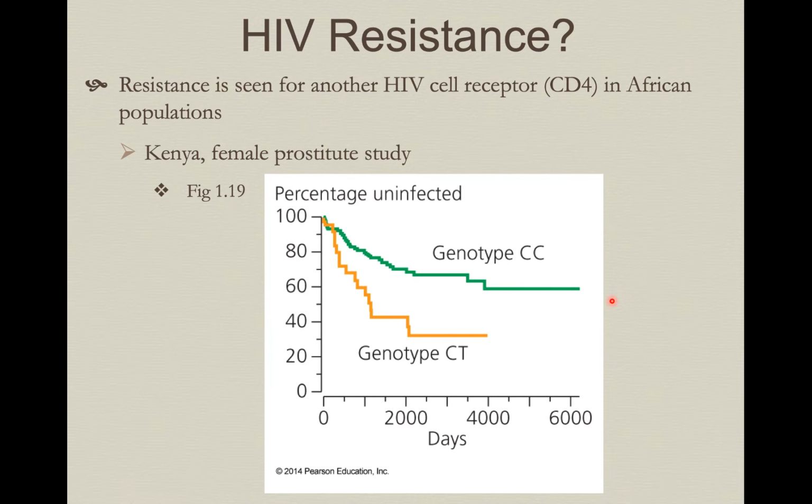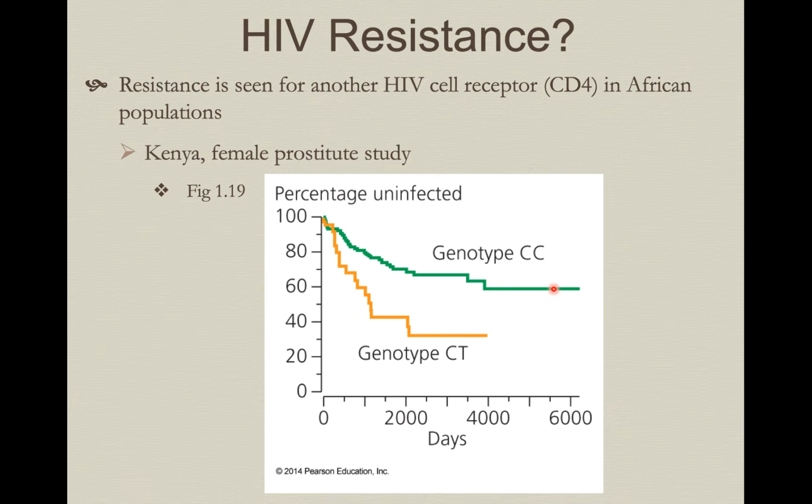A study in Kenya looking at female prostitutes showed that certain genotypes allowed individuals to stay in that industry longer before they got infected. So while we're trying to work on drug therapies to reduce the likelihood of getting HIV or to live longer with it, there may be certain genotypes that could evolve in populations. Now let's look at how we can use phylogenetics to see where HIV came from.